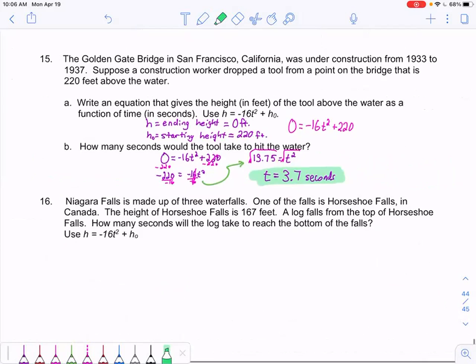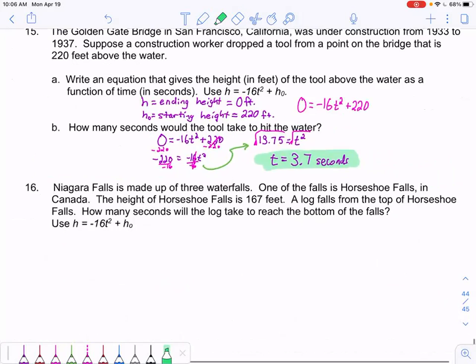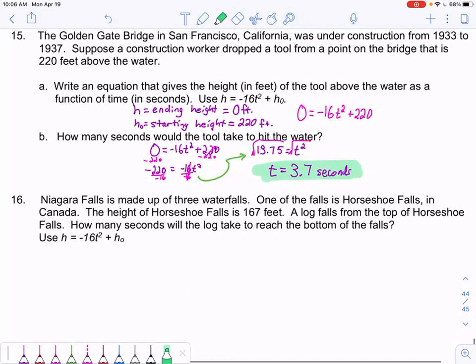Number 16, we go faster because it's the exact same problem. It's just worded different. Niagara Falls is made up of 3 waterfalls. One of the falls is the Horseshoe Fall in Canada. The height of the Horseshoe Falls is 167 feet. A log falls from the top of Horseshoe Falls. How many seconds would a log take to reach the bottom of the falls?